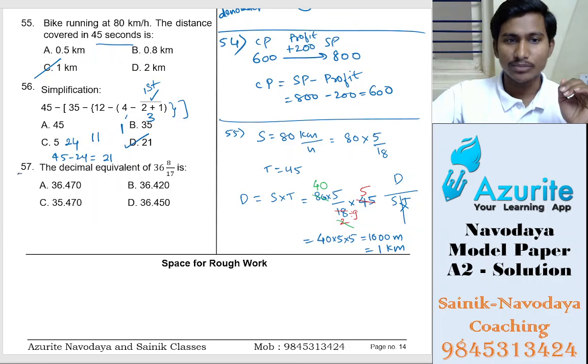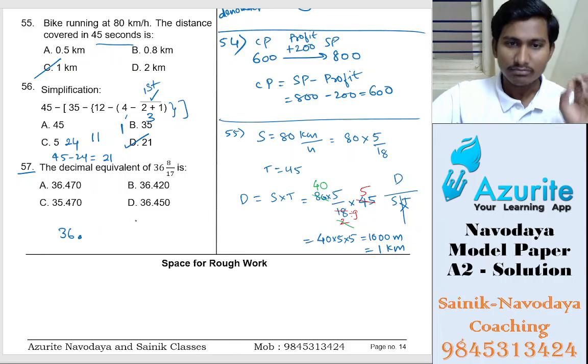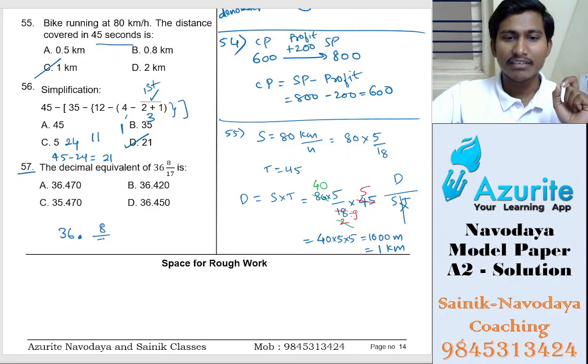Now question 57. Decimal equivalent of 36 and 8 by 17. 36 and 8 by 17 means 36 point will come. So 8 by 17, you divide it. 8 is smaller, so we have to take a point. It will be 0 point. So it becomes 80 if you take the point. 17 fives are 85, so we take 17 fours, which is 68.